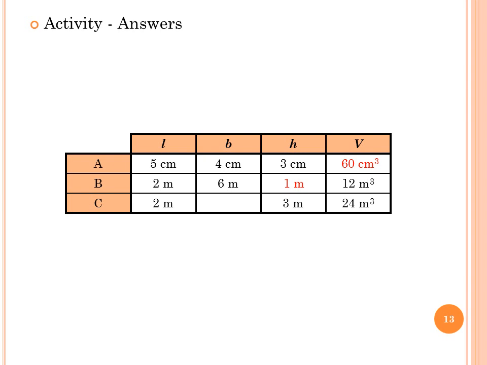When we consider container C, the length is 2 meters, the height is 3 meters and the volume is 24 cubic meters. When you multiply 2 into 3, 6, and when you divide the volume 24 cubic meters by 6 meters, you will get the breadth as 4 meters. Hope you all understood it very well.